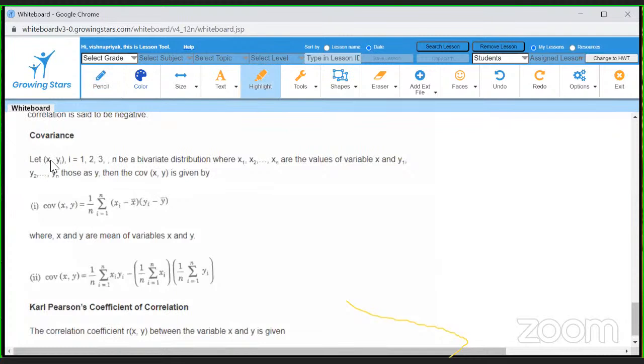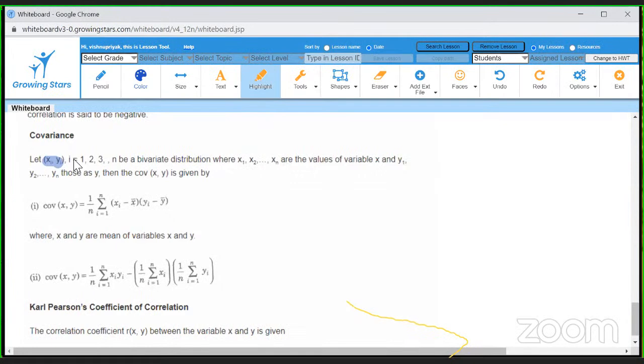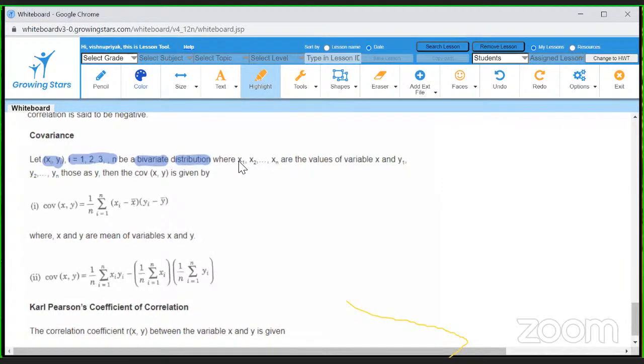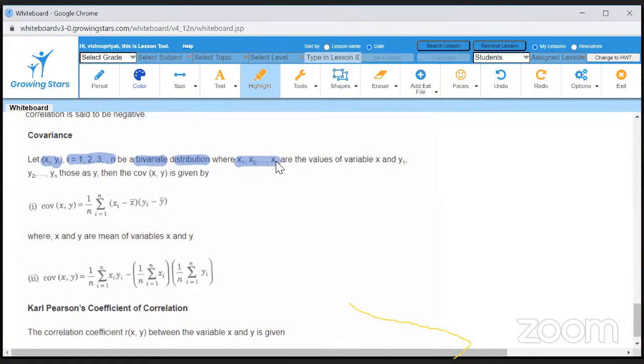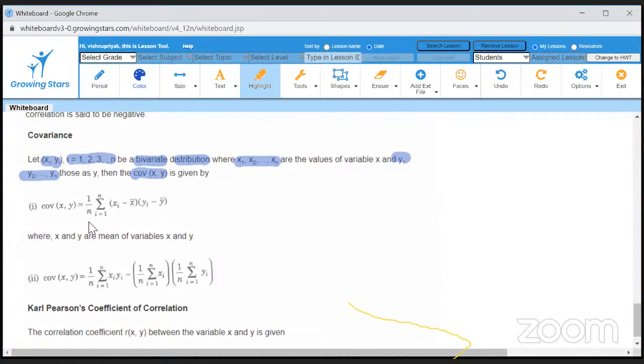Covariance. If X and Y are changing, Xi, Yi, where i is from 1 to n. There are two variables in a distribution, two lists of observations, X1, X2 up to Xn, and Y1, Y2 up to Yn. Then the covariance of X comma Y is given as 1 by n into sigma of xi minus x bar times yi minus y bar, i is from 1 to n.